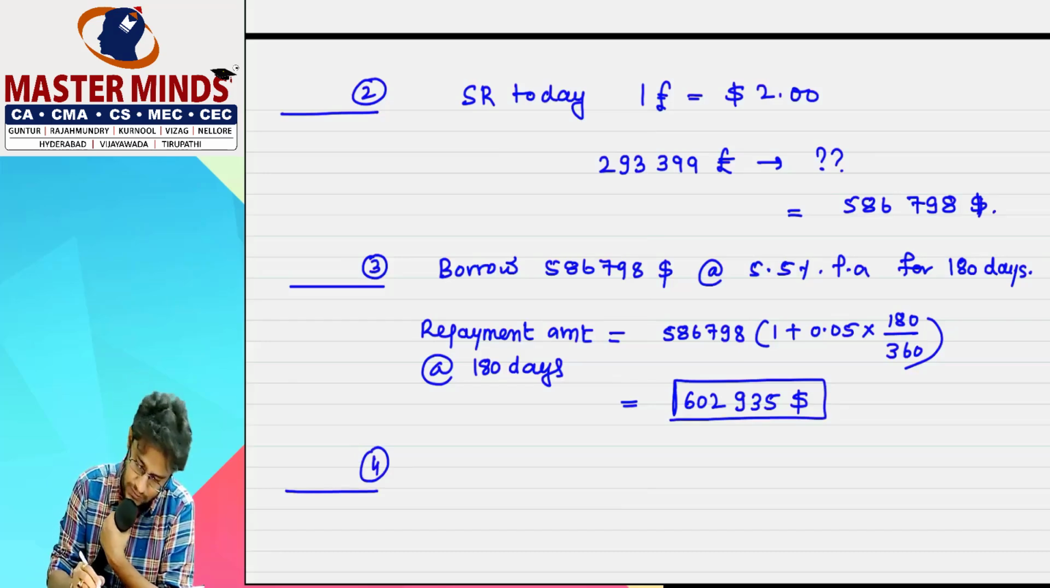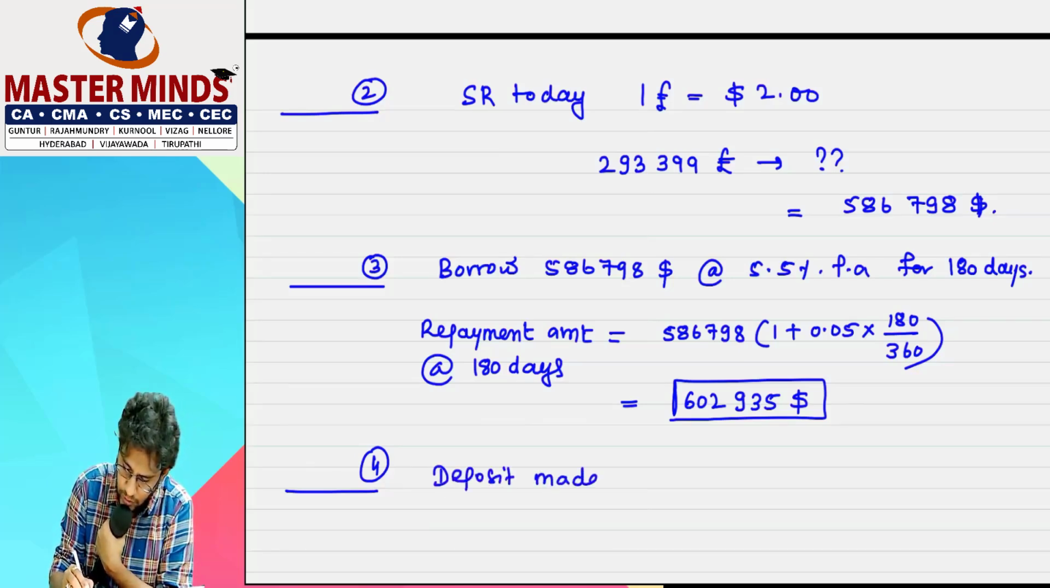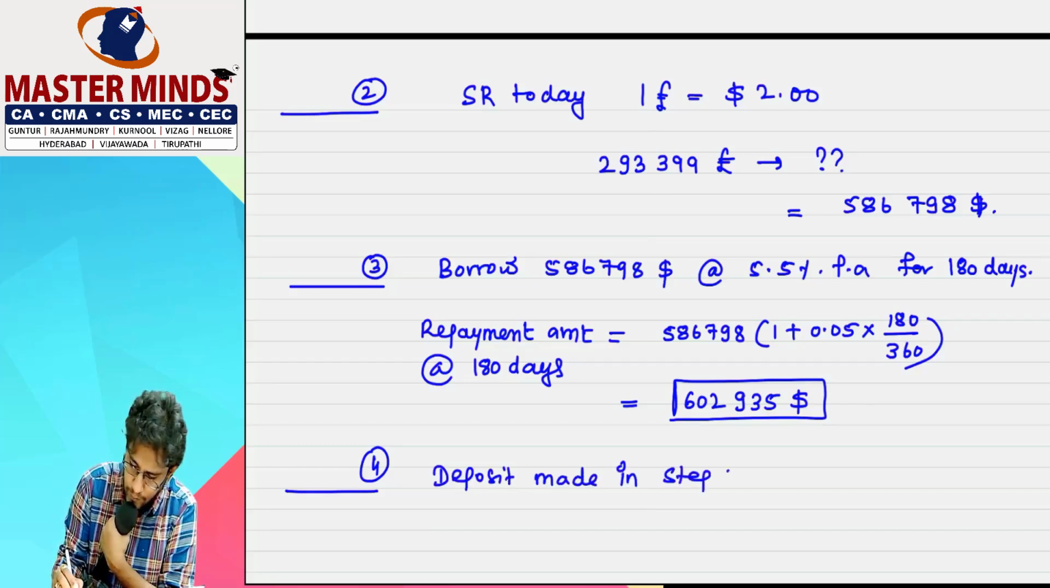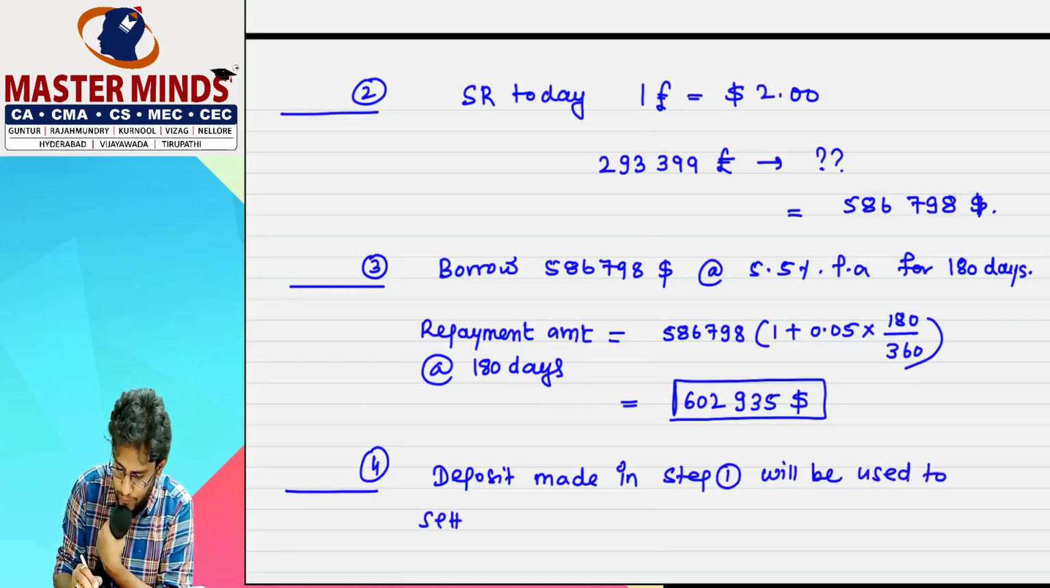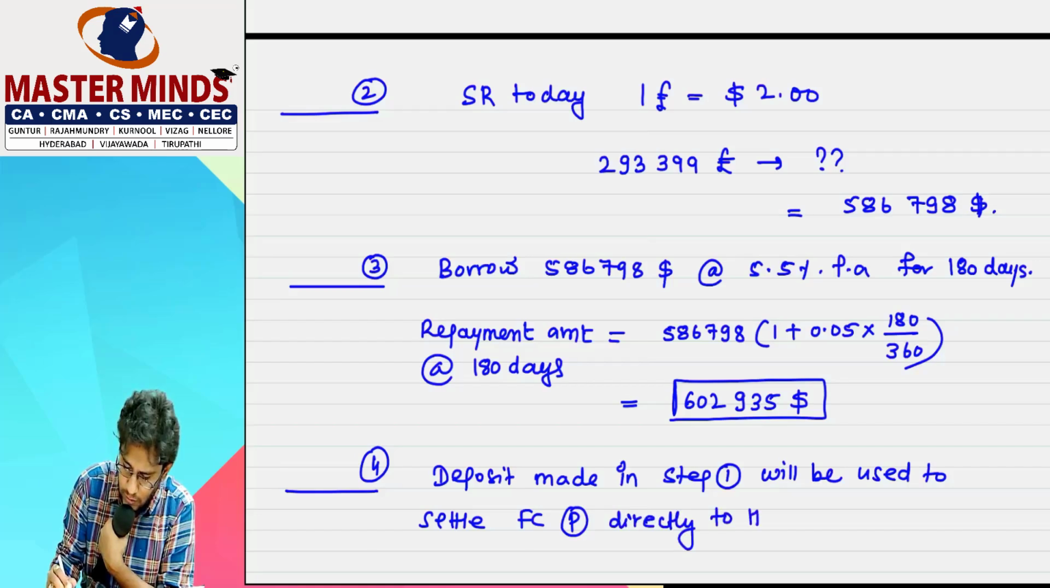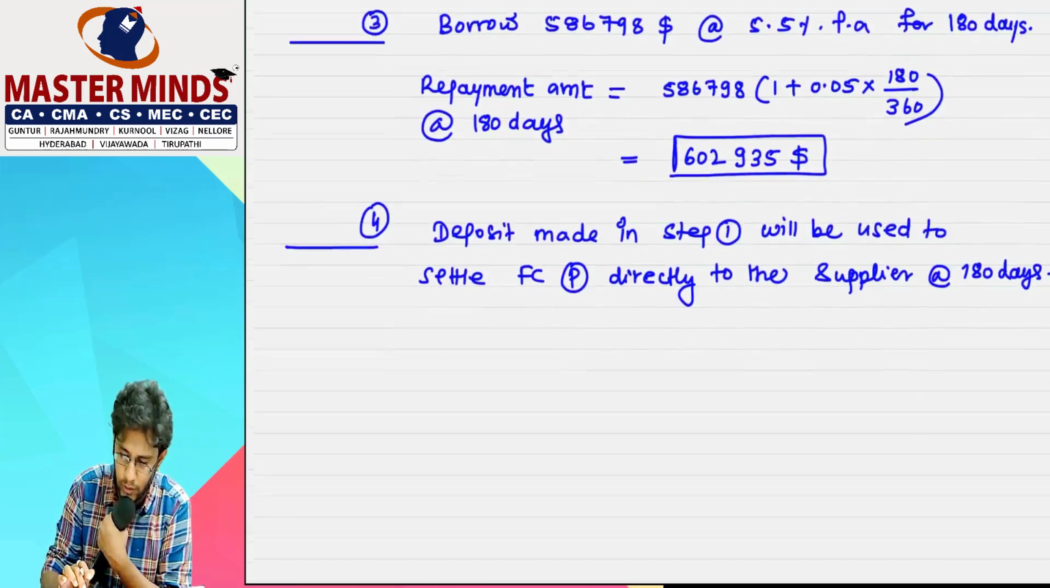Step number 4 is the deposit made in step 1 will be used to settle the FC payable directly to the supplier at 180 days.